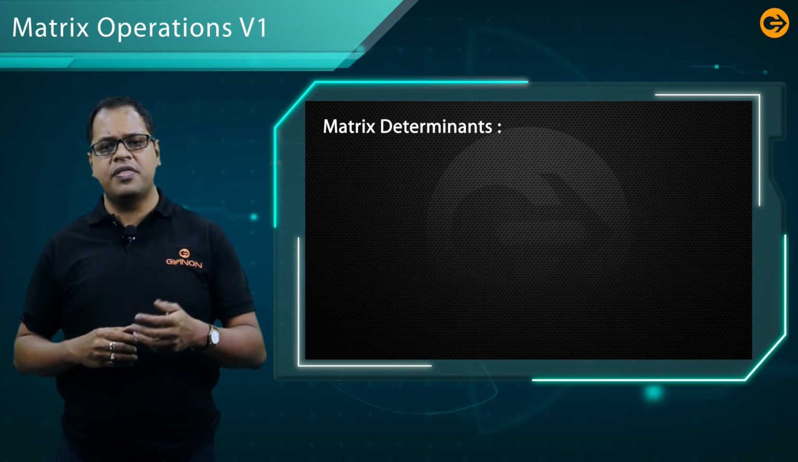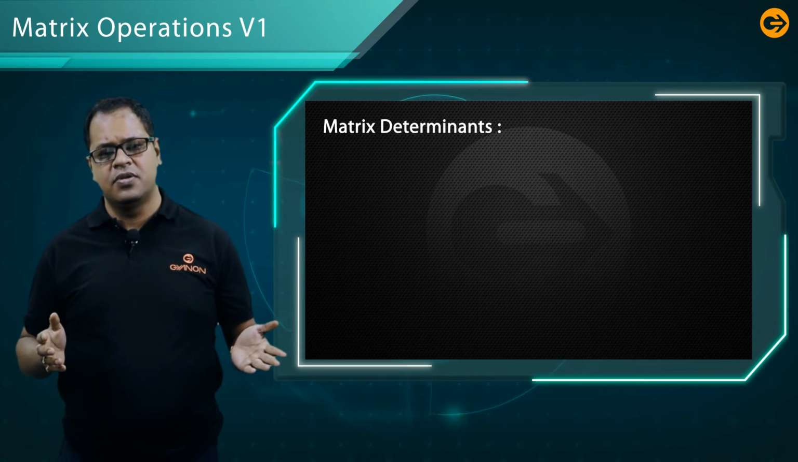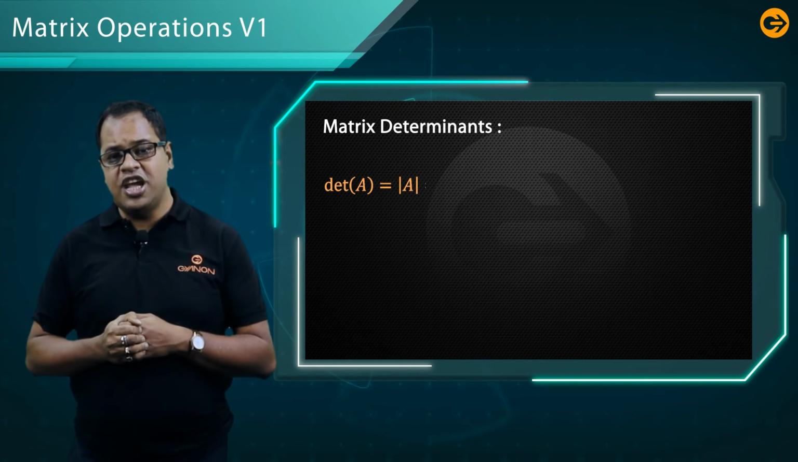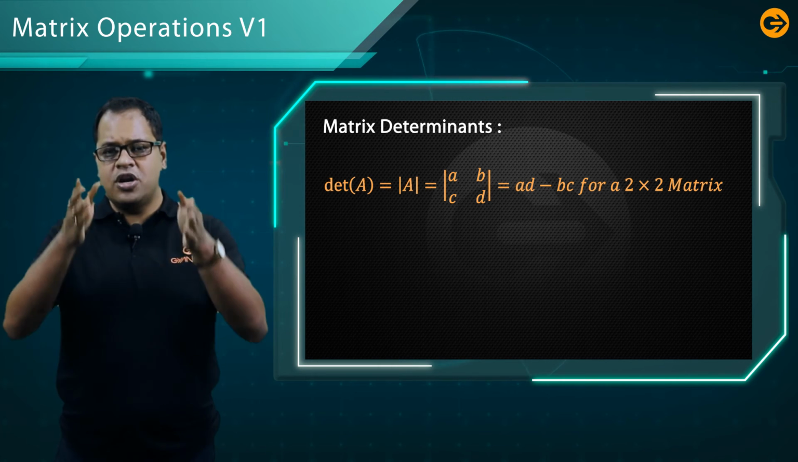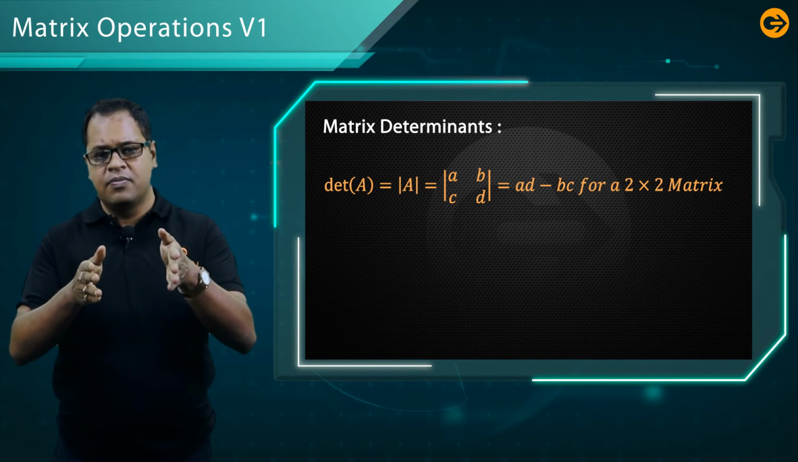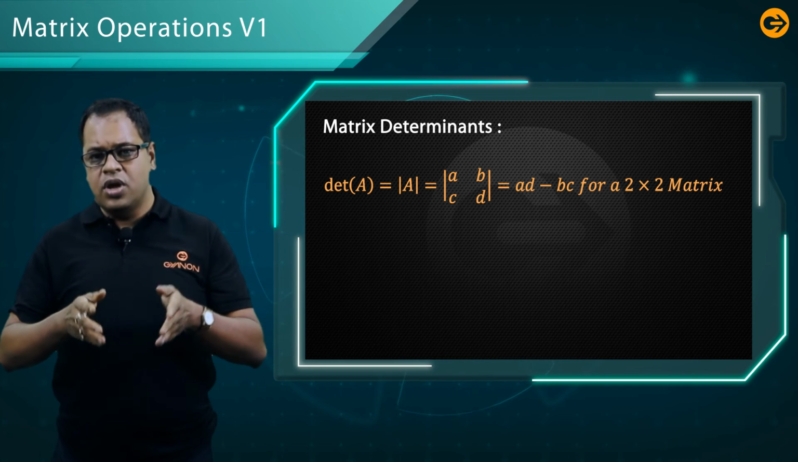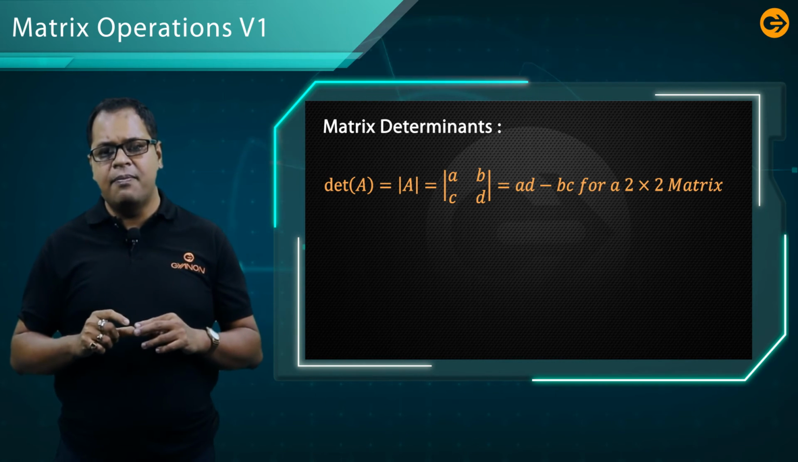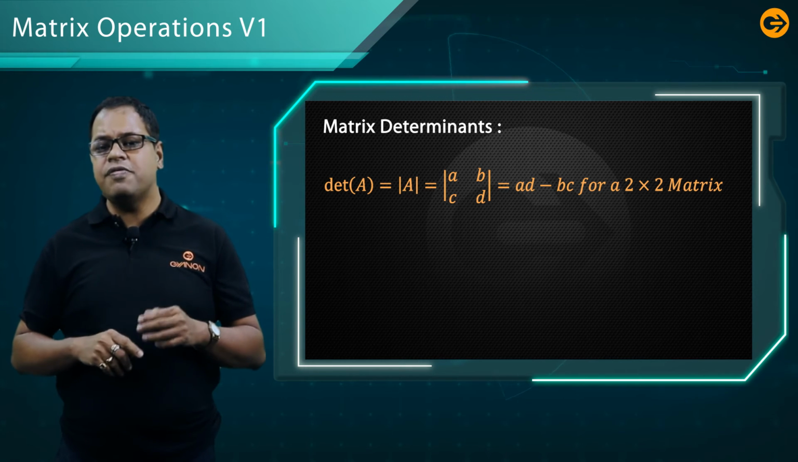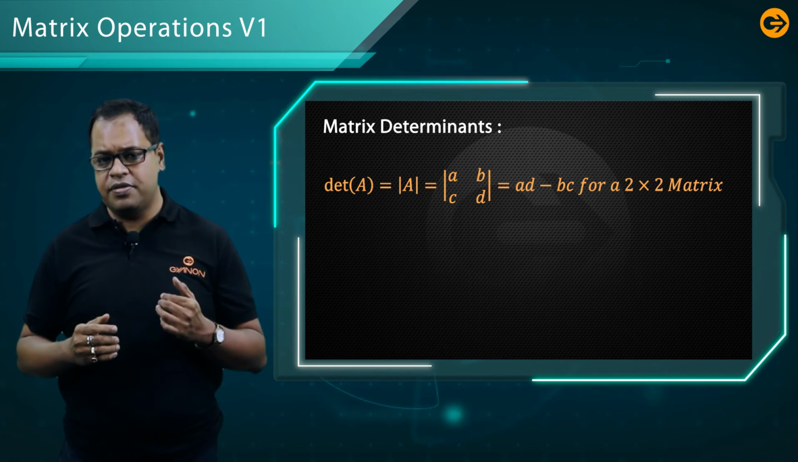Now let us discuss the matrix determinant. The notation is det A for a matrix. It will be within two vertical lines: capital A is equal to the matrix with elements a, b, c, d. The result will be ad minus bc. This is for a 2 cross 2 matrix.